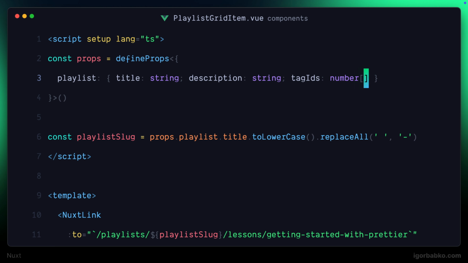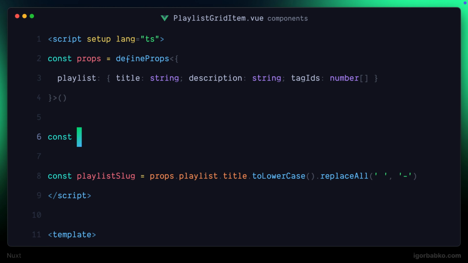Later on we can do some refactoring and extract all types into a separate file to be able to reuse them in different files without having to repeat the same modifications many times. So now that we have a list of tag IDs that we can get from the playlist object, it's time to fetch those tags by IDs from the store.